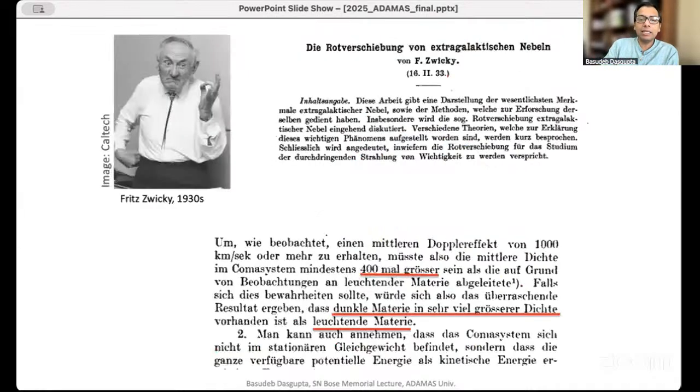So this led him to argue that there is a lot of dark matter which is much larger than the visible matter. Dunkelmaterie is German for dark matter, and he's saying that it's viel größer, which means much larger, than Leuchtenmaterie, which means visible matter. So the amount of dark matter in this cluster of galaxies was much larger than that of the visible matter. This is from his paper in 1933.